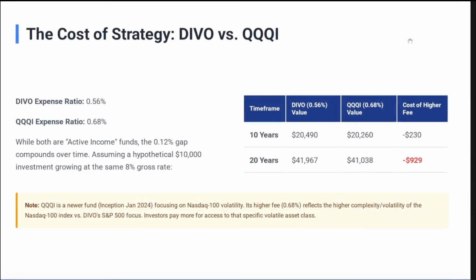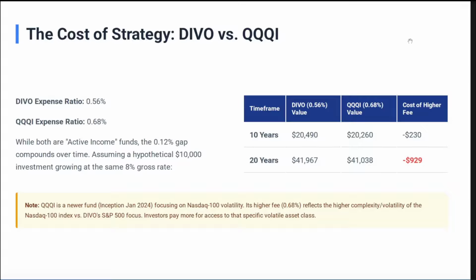I use QQQI as an example. I could have picked any, but I just picked another great covered call ETF, I believe, right? I wanted to do Divo versus another great covered call ETF that I believe in. So Divo's expense ratio is 0.56 versus QQQI's expense ratio at 0.68. While both are active income funds, the 0.12% gap compounds over time, right? We want to be holding these for 30, 40, 50, 60, 70, 80, 90, 110, 120, 150 years, right?